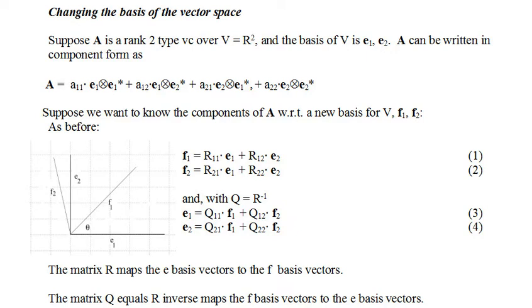We can write the vectors F1 and F2 in E-component form as shown on lines 1 and 2. So F1 equals R11 times E1 plus R12 times E2, and F2 equals R21 times E1 plus R22 times E2. R is the direct transformation matrix mapping the E basis vectors to the F basis vectors. With Q equal to R inverse, Q is the direct transformation matrix mapping the F basis vectors to the E basis vectors as shown on lines 3 and 4.